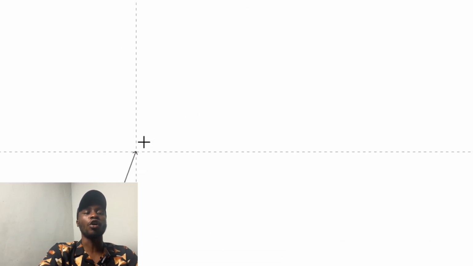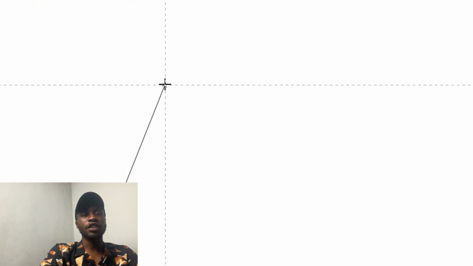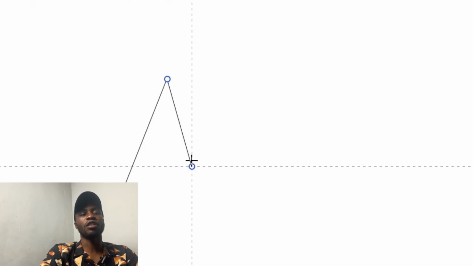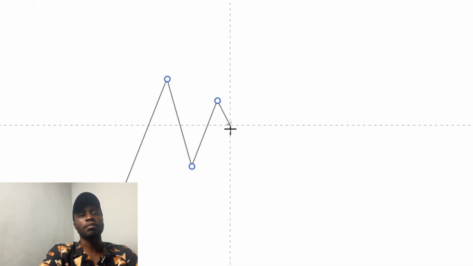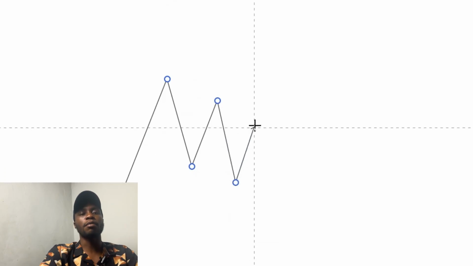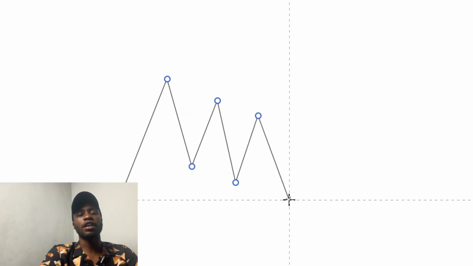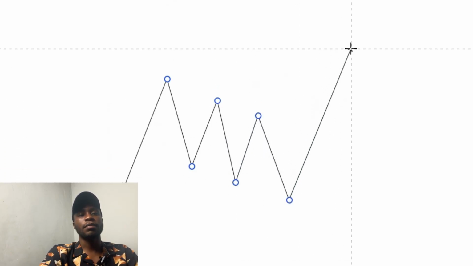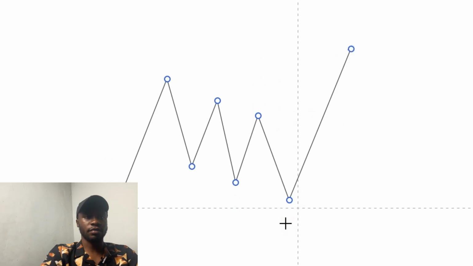Me, most times I like the continuation chart patterns. I like seeing them form, because it gives me more entries into the market. So I make more money from continuation chart patterns.